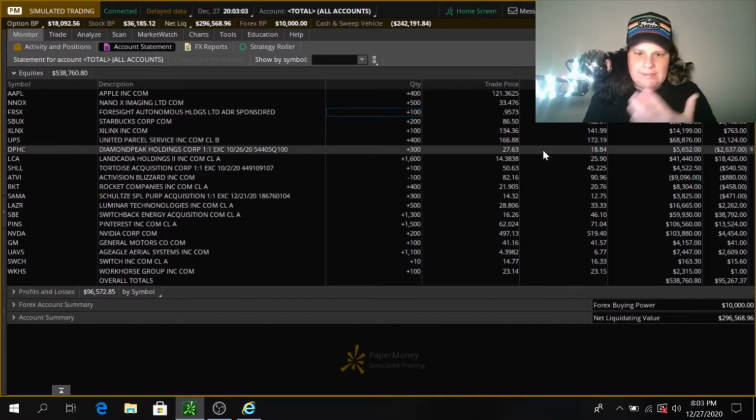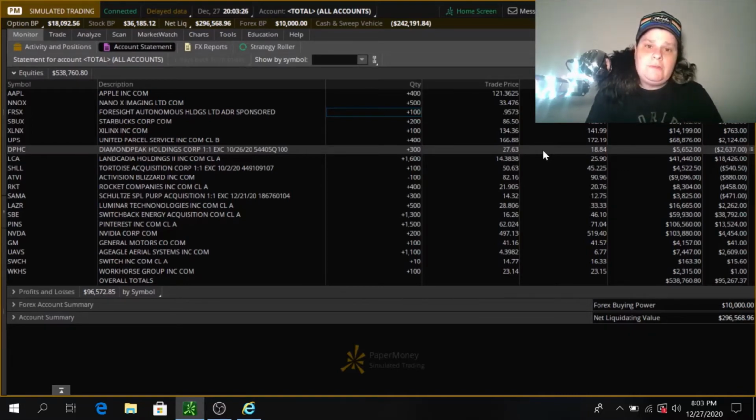Diamond Peak Holdings, now that became Lordstown Motors, which I actually do have in one of my real accounts. I do like Lordstown Motors. I think they have a nice product, and I think their partnership working with Ford is going to be a positive one, and I think they have a lot of upside potential.